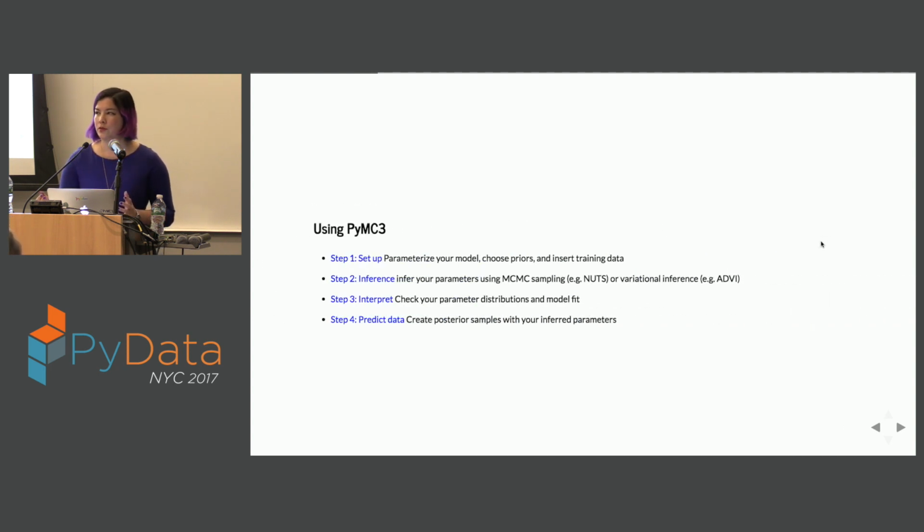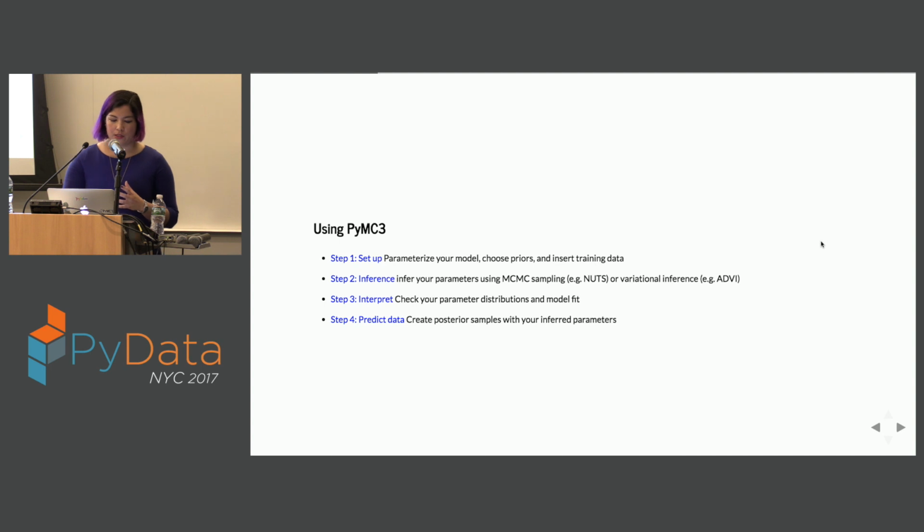When you're using PyMC3, you're going to follow basically the same 3 or 4 basic steps every time. The first is setup. You need to parameterize your model. So with the linear regression, our parameterization is that y is normally distributed around some linear combination of the variables alpha plus beta x. We choose priors for alpha and beta, and we insert our training data. The second step is inference. You're going to infer your parameters using either MCMC sampling or variational inference, or both.